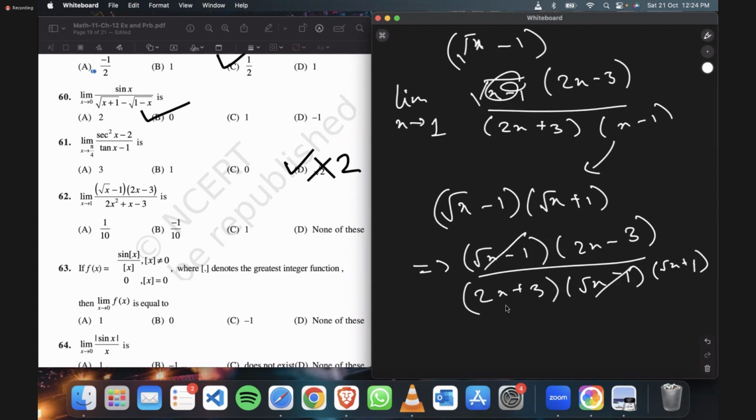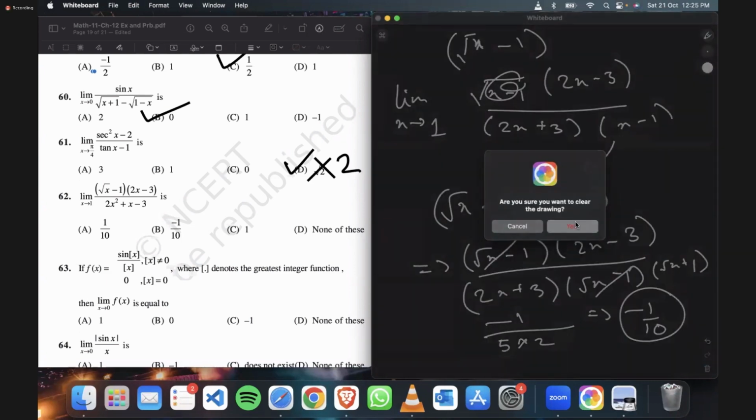So, and my limit for x is going to 1. So 2 minus 3, there's a minus 1 over here. And 2 plus 3, 5. And into 2, so minus 1 by 10. This will be the answer.